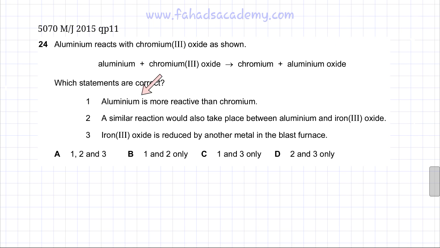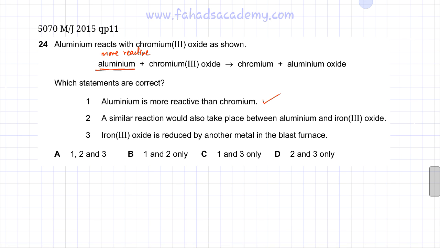The first statement is that aluminium is more reactive than chromium. This statement is correct, because aluminium being the more reactive metal is going to displace chromium, and that is exactly what it does. It knocks out chromium from its compound and takes its place. So the first statement is perfectly correct.